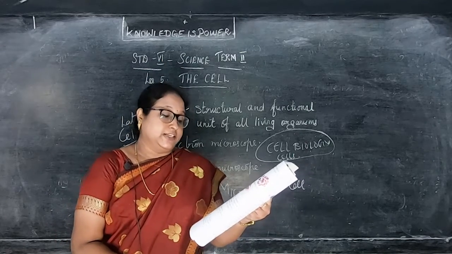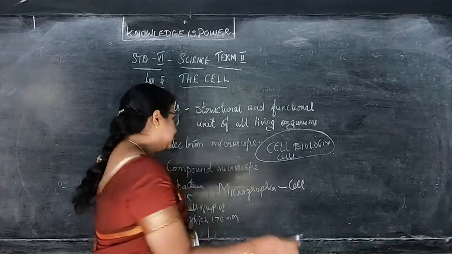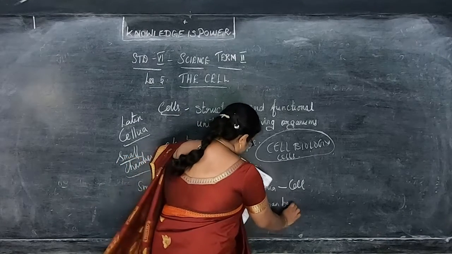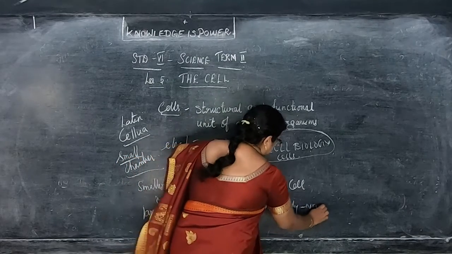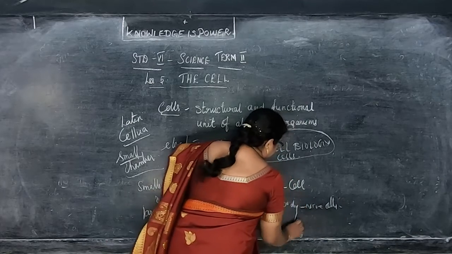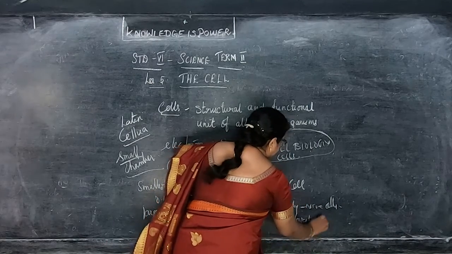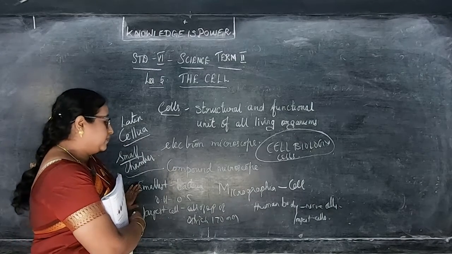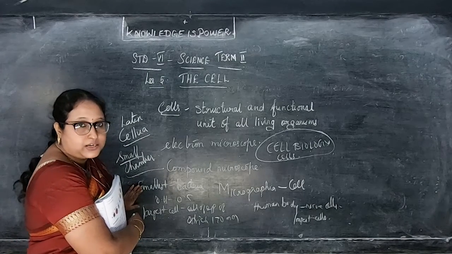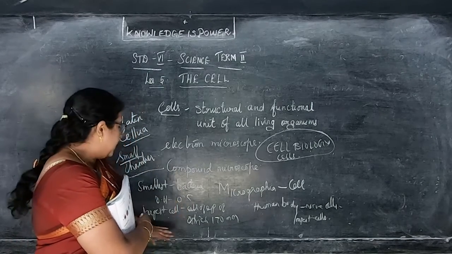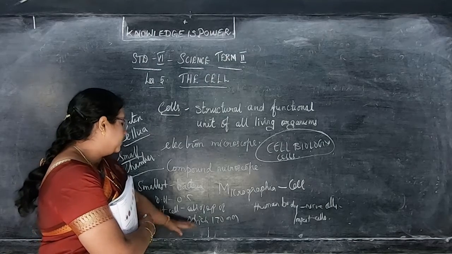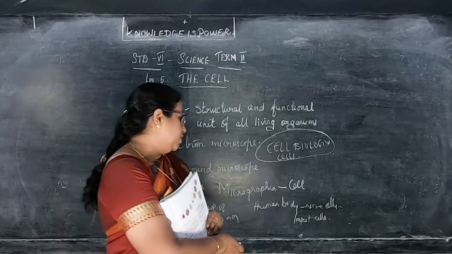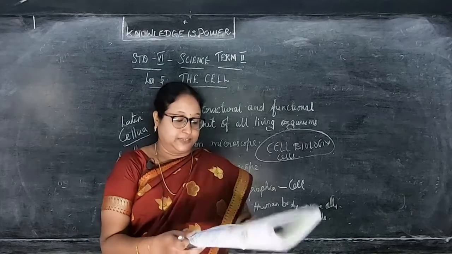And in the human body, the nerve cells are believed to be the longest cells. Okay, children, in the human body, nerve cells are the longest cells. So what did I say? The smallest cell is present in the bacteria, 0.01 to 0.5 micrometer. The largest cell is the egg of the ostrich, 170 millimeter in width. And in the human body, the longest cells are the nerve cells.